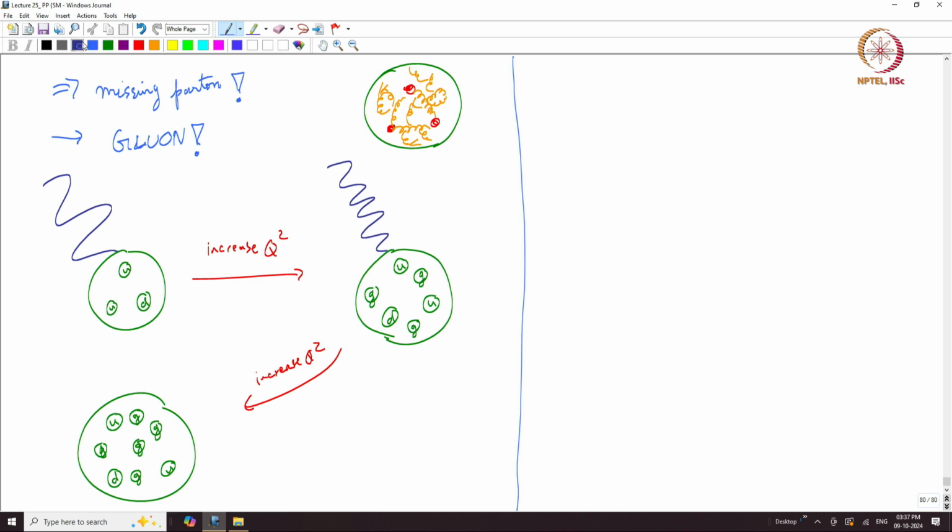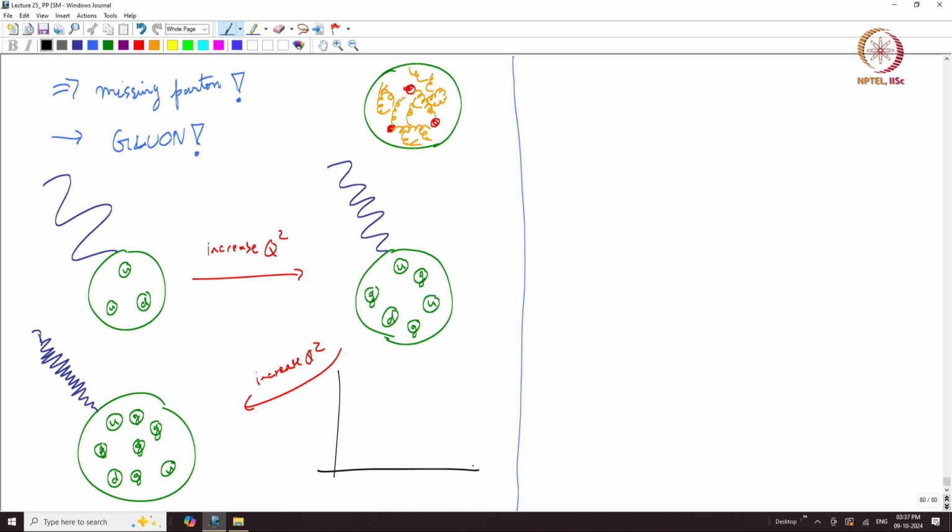Now I have to draw the wavelength really small, okay. So, this is exactly how we discovered the gluon, by increasing the resolution scale and seeing more and more of this extra missing parton, okay.